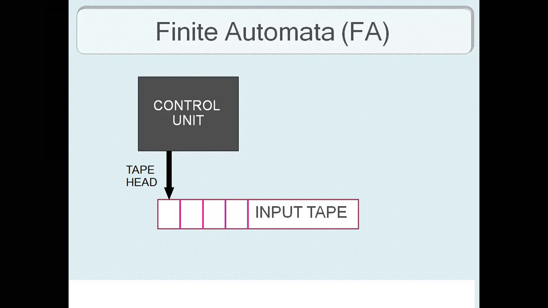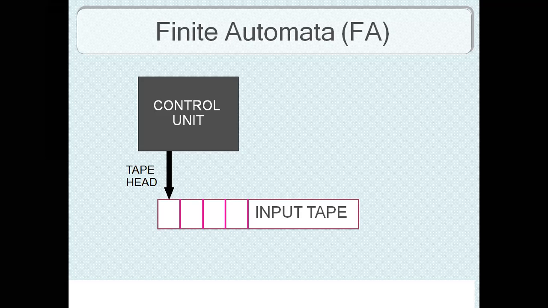So the input tape is where we take a string. So what is a string? A string is a collection of symbols. Okay, so a collection of inputs is called the string. So the input tape consists of the input string that is to be processed.